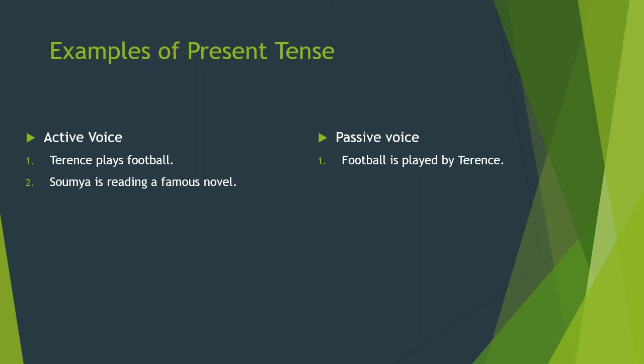A famous novel is the object. The verb is reading, which is in present continuous tense. How will present continuous tense change in passive? To be form plus past participle. So since it is reading, it will change into is being read. And subject and object should be exchanged.